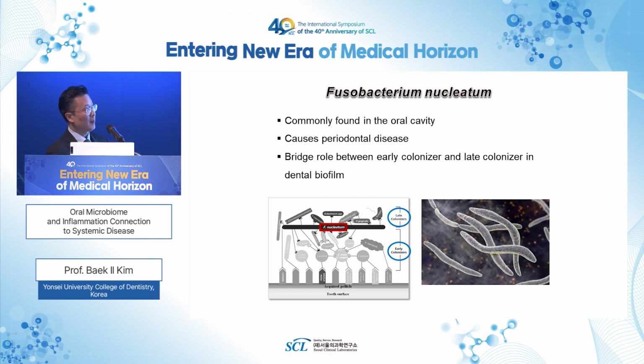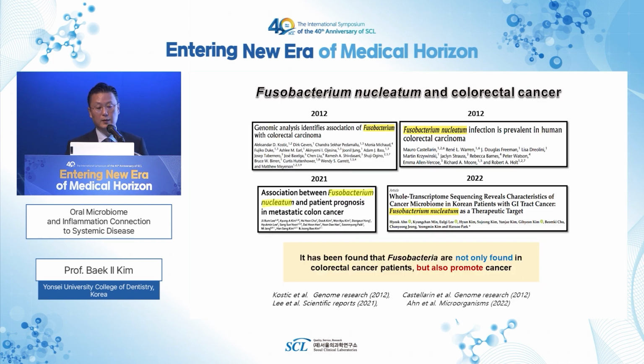Fusobacterium nucleatum is commonly found in the oral cavity, and this bacterium belongs to the orange complex and is a cause of periodontal disease. Interestingly, in 2012, Castellarin first proposed that this bacterium has a relationship with colorectal cancer. After that, many researchers reported a strong correlation between this bacterium and colorectal cancer. So it's very meaningful to find this bacterium by fluorescence technology.